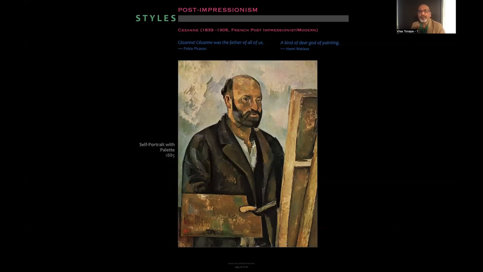And here are a couple of quotes. Picasso said about Cézanne, "Cézanne was the father of all of us." And Henri Matisse said about Cézanne, "a kind of dear god of painting." It's like how we say the god of cricket is Sachin Tendulkar. So the god of painting is Cézanne, is what Matisse said. I'm not saying it.